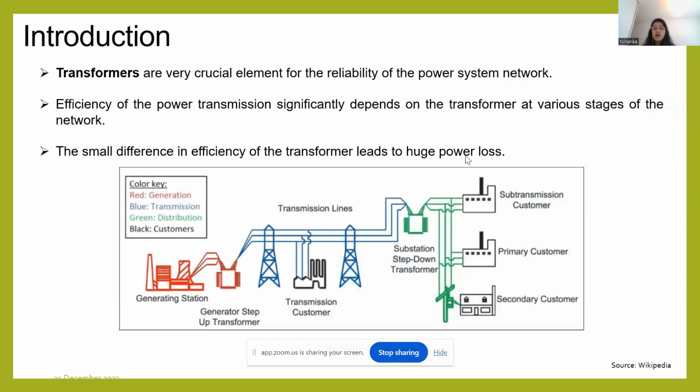So I would like to start with the alternative dielectrics, which is basically the insulation that we are talking about when we are talking about transformers. Transformers form a crucial element for the reliability of any power system network, as we all know, and the efficiency also depends on the transformer at various stages. So a small difference in efficiency can lead to huge power loss.